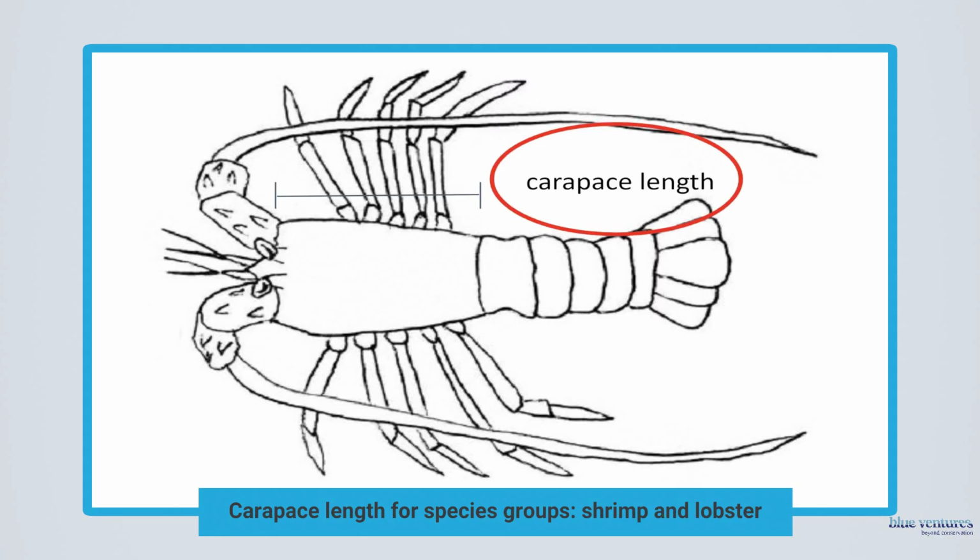Carapace length is the measurement used for species groups, shrimp and lobster. The carapace length is measured beginning at the forward edge between the rostral horns, excluding any soft tissue, and proceeding along the middle to the rear edge of the carapace.